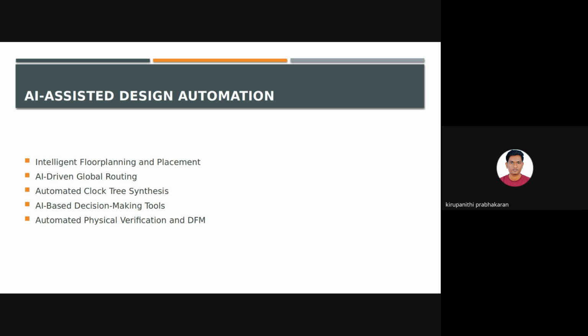AI assisted design automation. AI assisted design automation represents a transformative approach in VLSI by integrating the AI into various stages of the physical design flow. This allows for smarter, faster, and more efficient optimization of chip design.